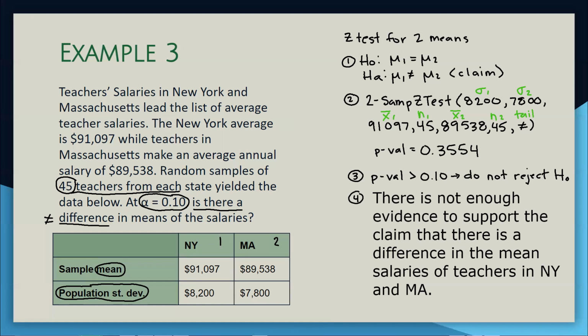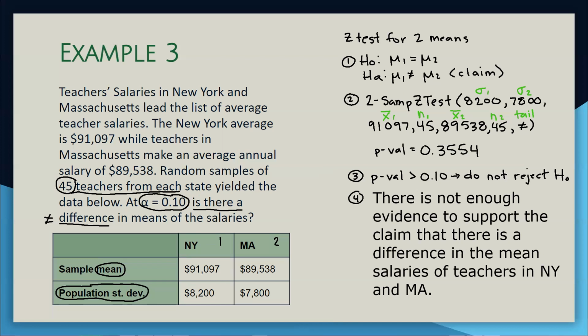So we can see the sample means are the values from the problem. We can see that they gave us a population standard deviation. In the word problem itself, they gave us 3 important pieces of information. Samples of 45 from each state, so n1 and n2 are both 45. We're using a level of significance of 0.1 or 10%. And our alternative should be a not equal to. Is there a difference? I know that this is a z-test for 2 means because in the table, I'm given sample mean, and I'm also given population standard deviation, which makes it a z-test.